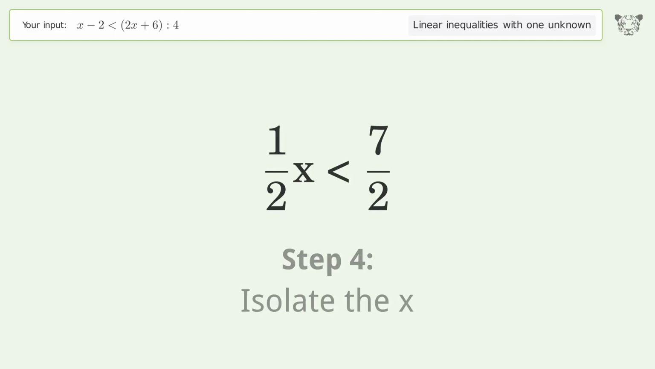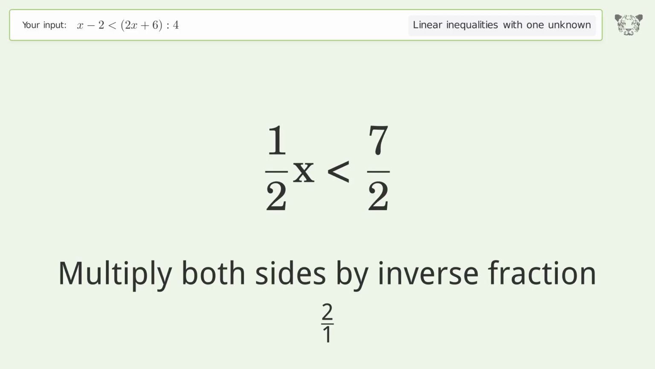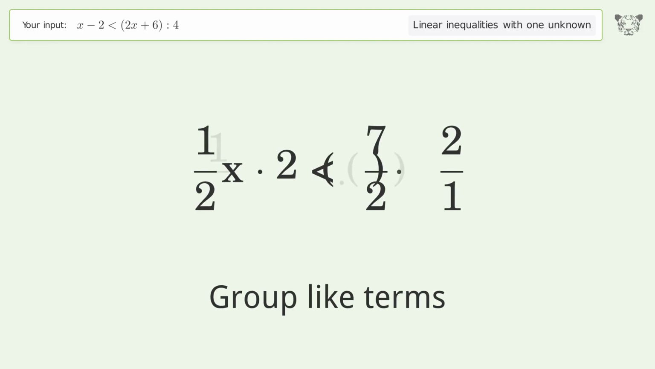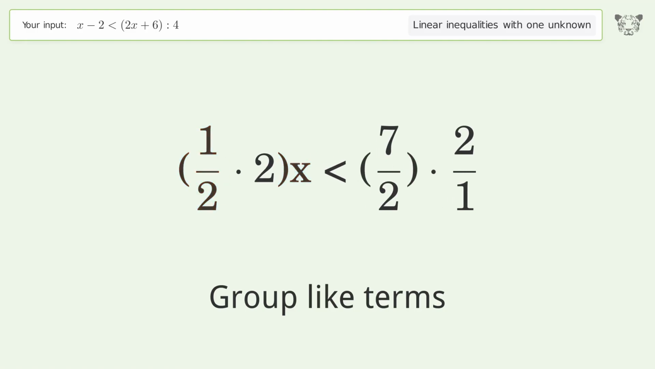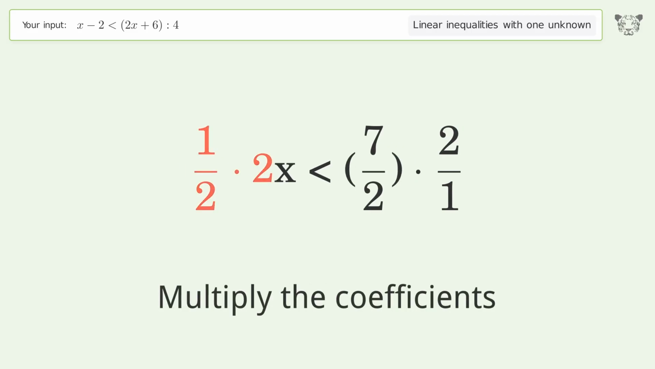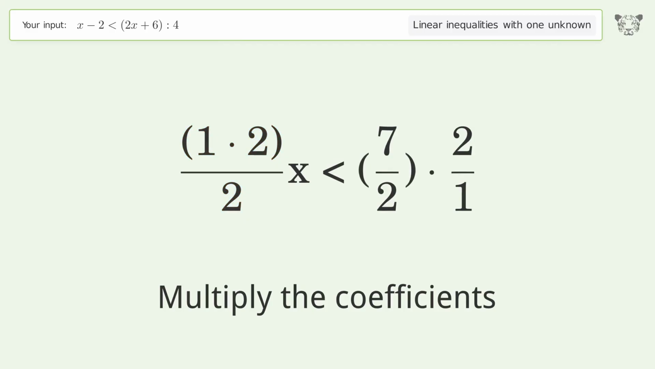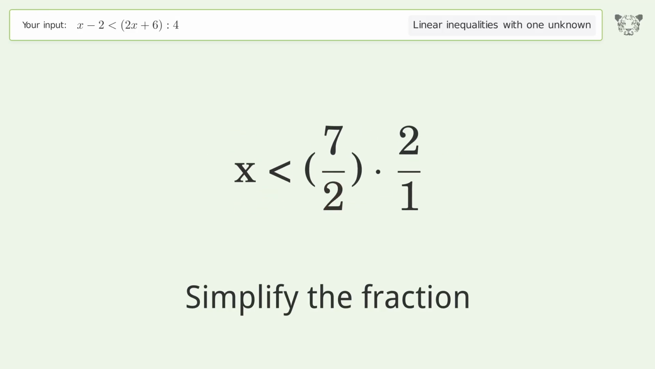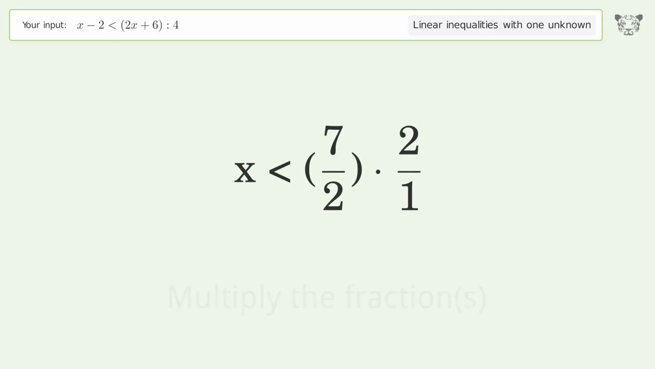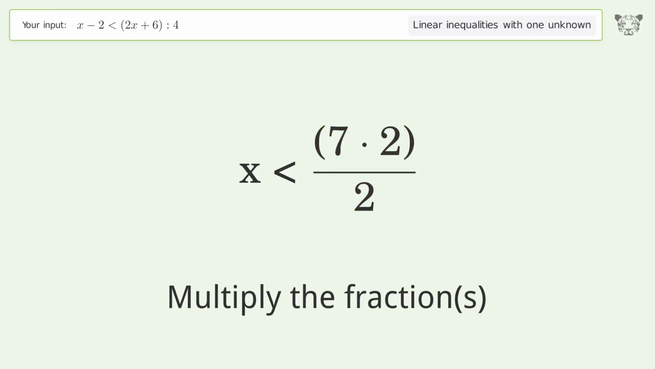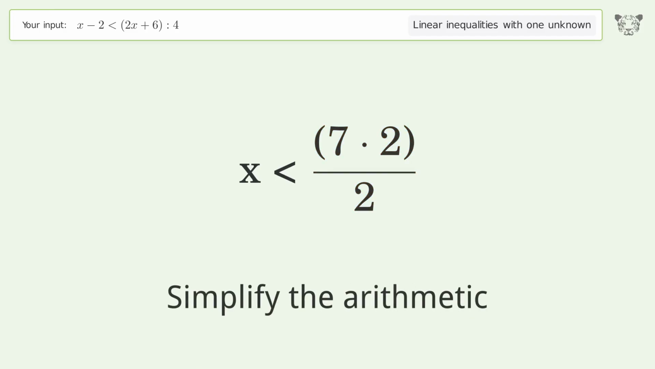Isolate the x. Multiply both sides by inverse fraction 2 over 1. Group like terms. Multiply the coefficients. Simplify the fraction. Multiply the fractions. Simplify the arithmetic.